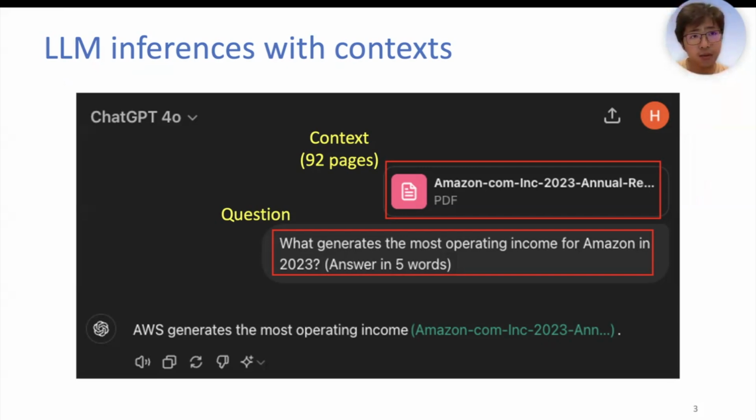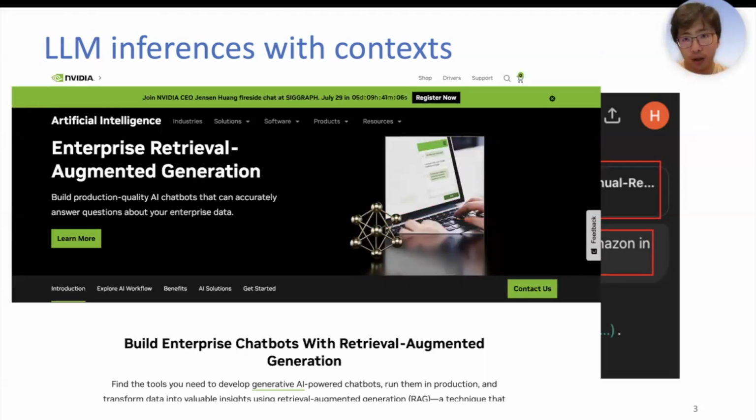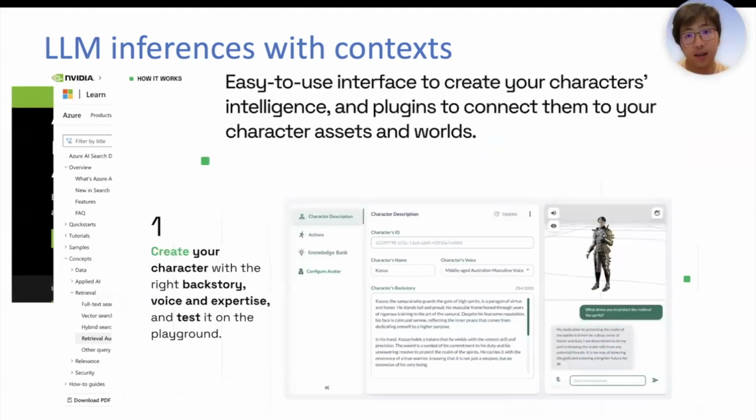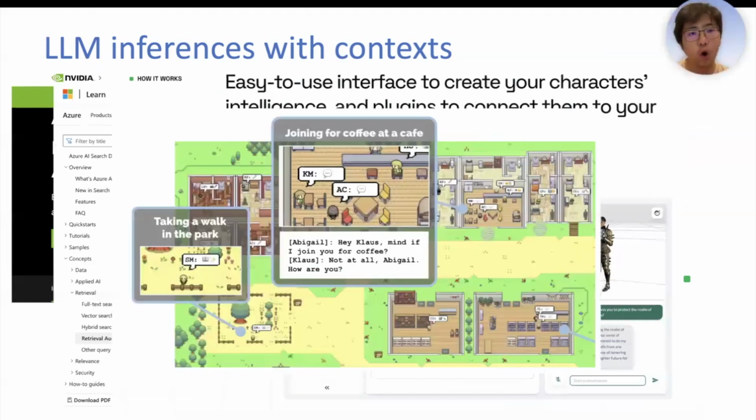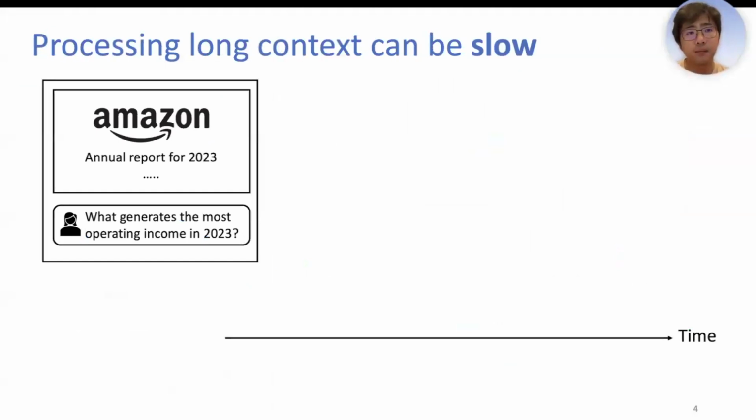These types of documents give relevant information for the model to answer questions, so we call them context from now on. Similar applications, including retrieval augmented generation, or RAG, and gaming agents with conversation histories, all use context to supplement their inference. However, processing long context can be very, very slow.